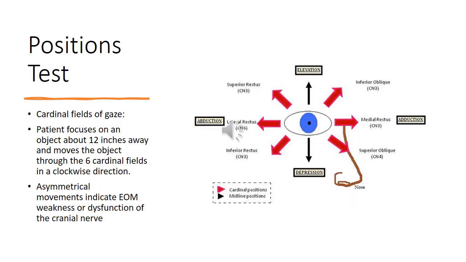For the position test, we're looking at the cardinal fields of gaze. The patient focuses on an object about 12 inches away, and moves the object through the 6 cardinal fields in a clockwise direction. Asymmetrical movements indicate EOM weakness or dysfunction of the cranial nerves.